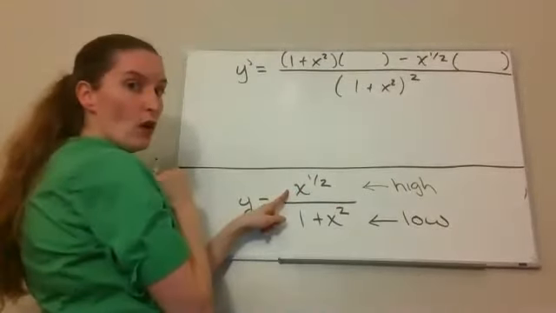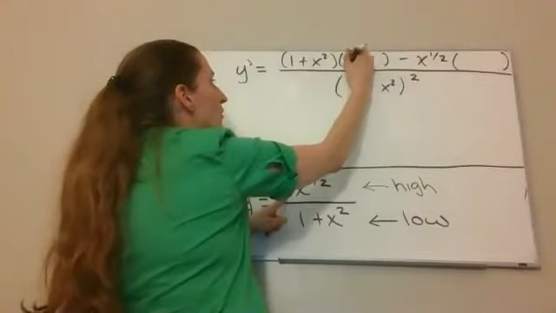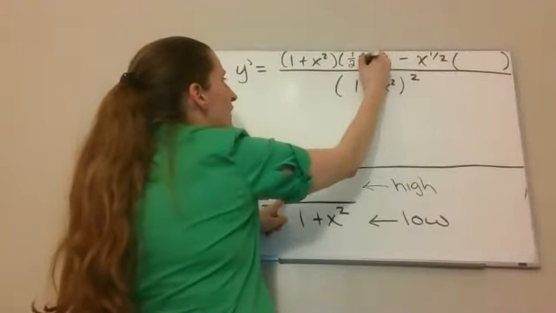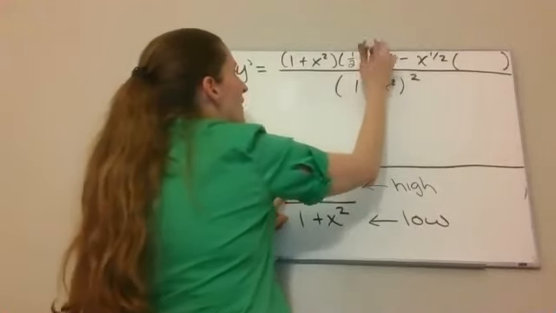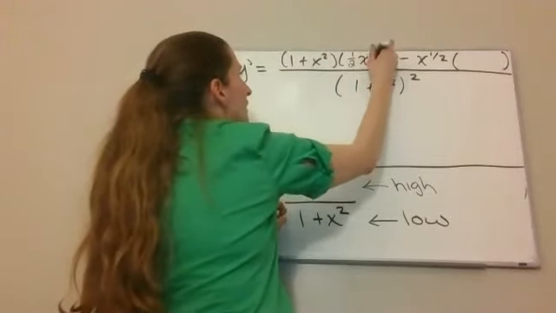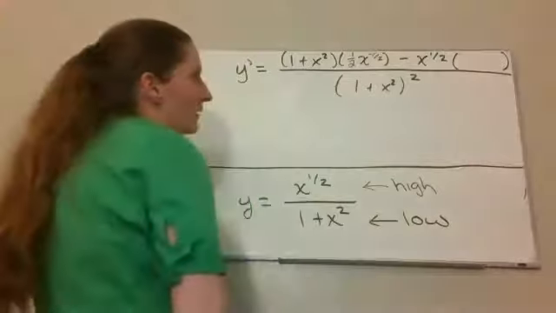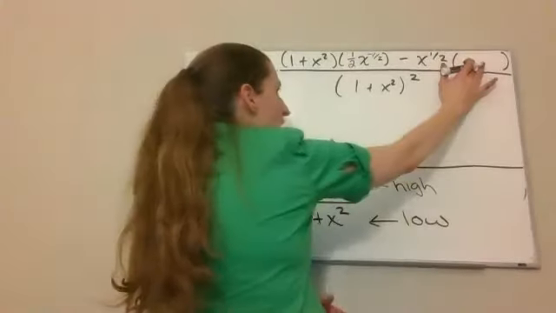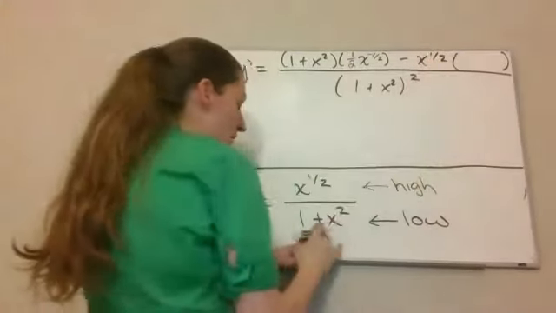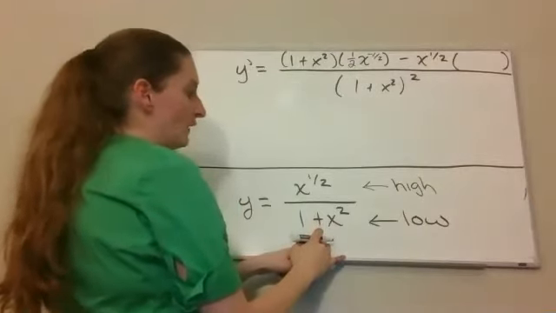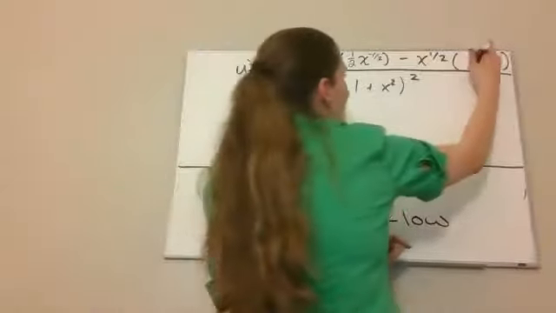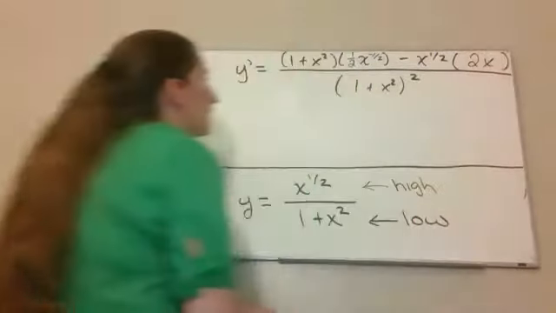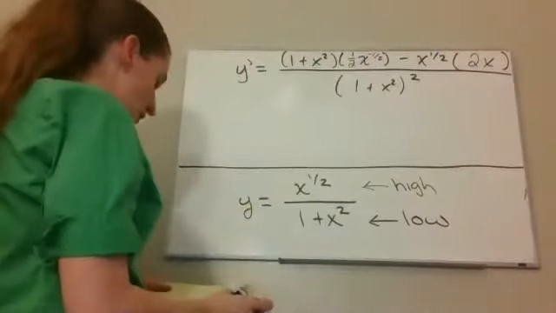Derivative of x to the 1/2 power, I use my power rule. I get 1/2 times x to the negative 1/2 power. Remember, you have to subtract 1 from the exponent. And now my d low, for the high d low, is the derivative of 1 plus x squared. Derivative of 1 is 0. Derivative of the x squared is 2x. This is my derivative.